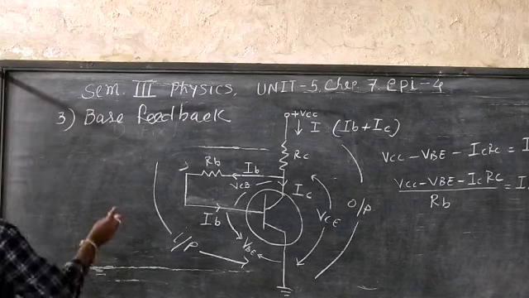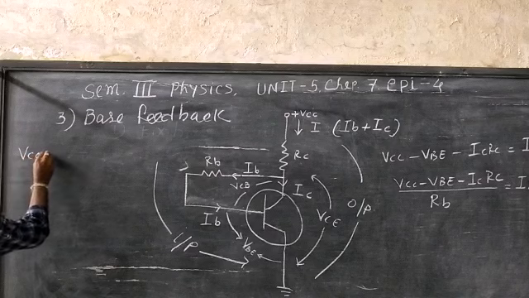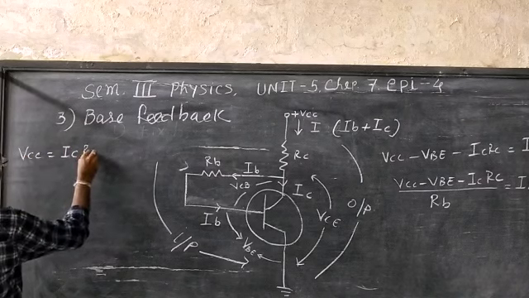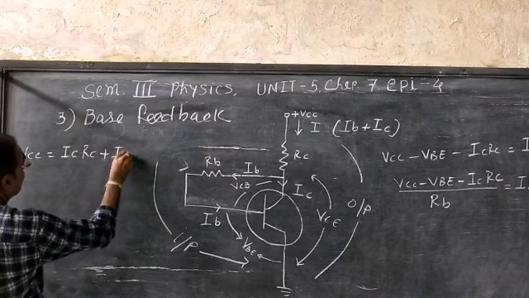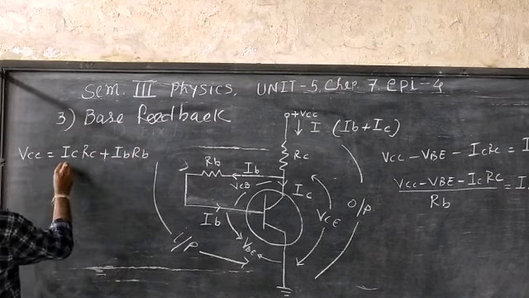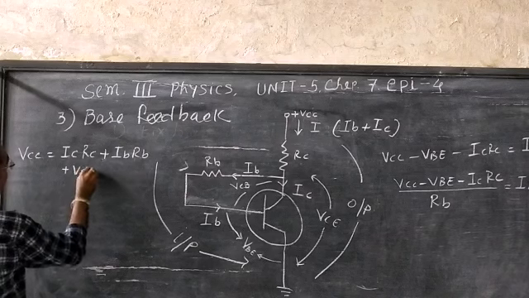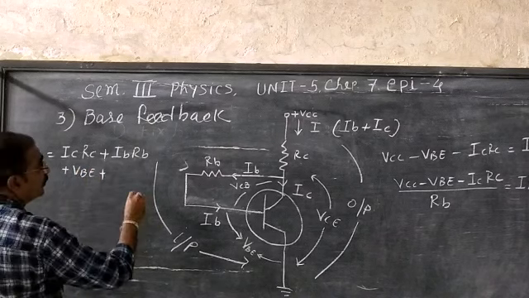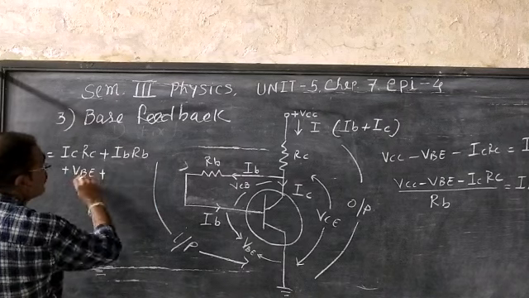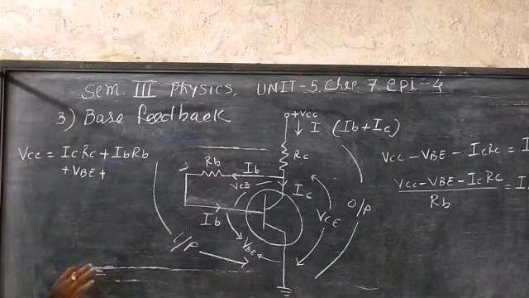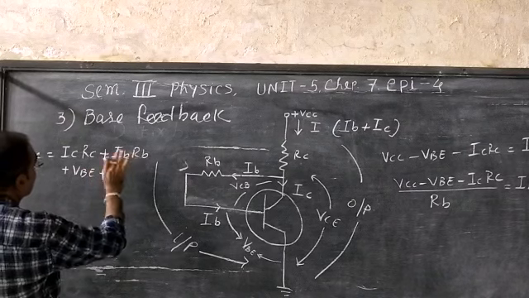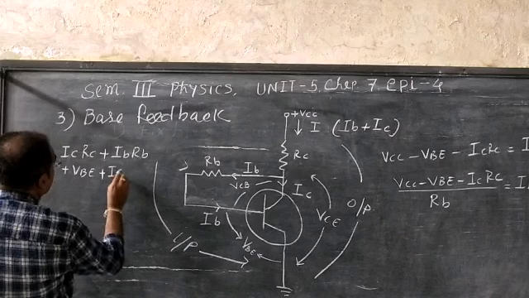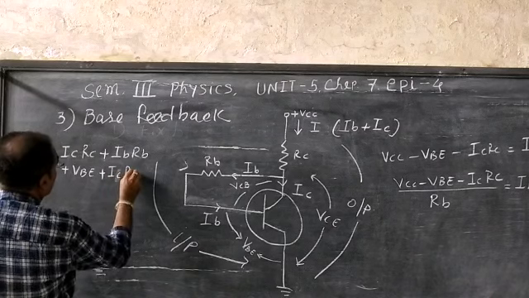Now we have the equations. VCC is equal to IC RC plus IB RB plus VBE, which gives IC RC plus VBE plus IB RB plus IC RB.